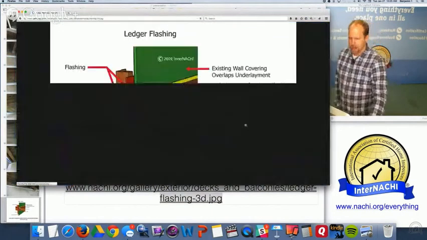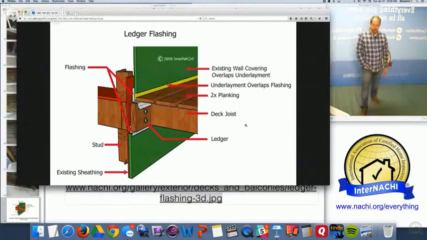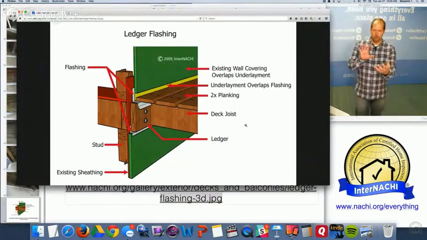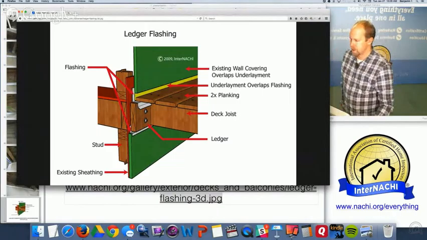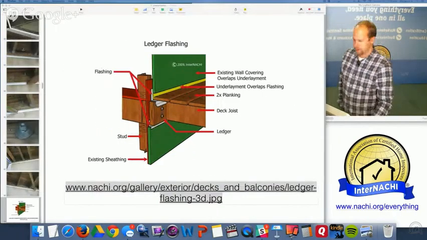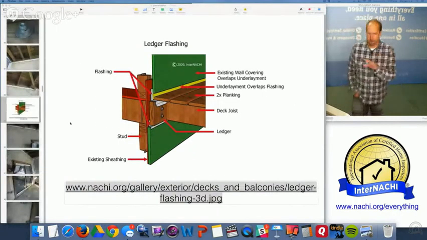You can download it in high res. Every member of INTERNACHI has access to hundreds of these illustrations, 3D illustrations. So this is just one, but we twist this around a little bit and show you all the components. You can pick and choose. We also have one without any words. You can put your own words in there.